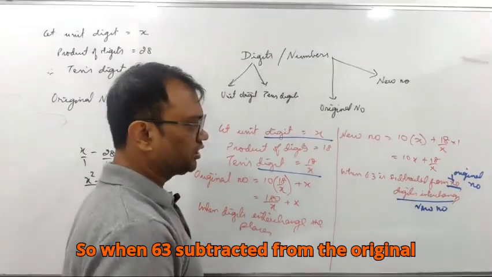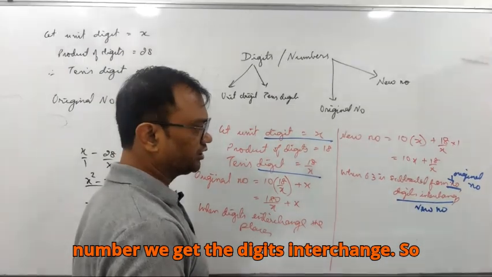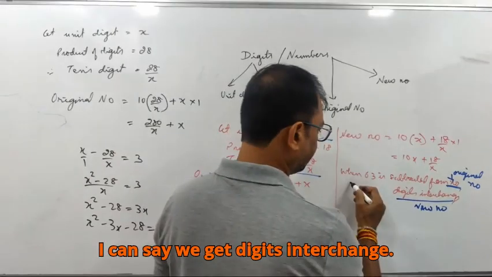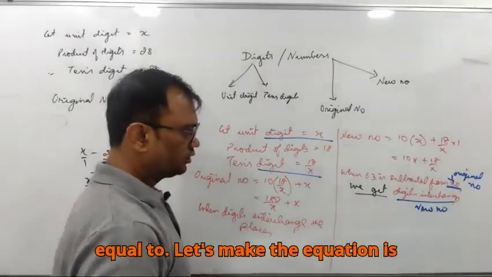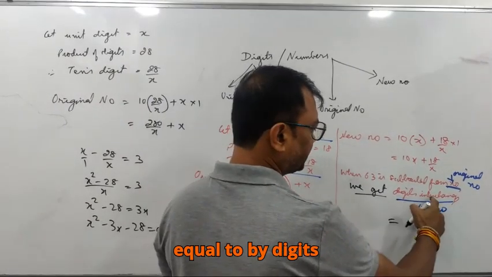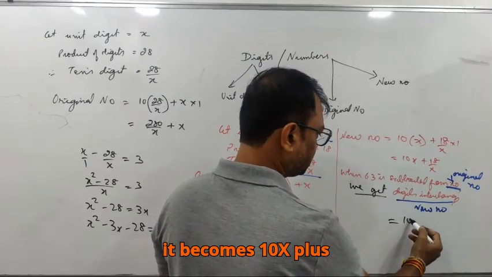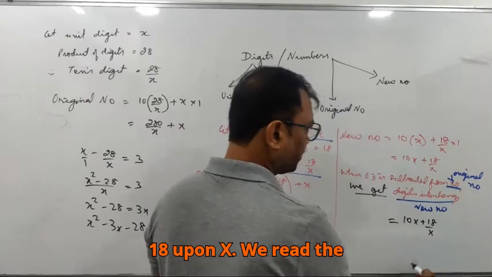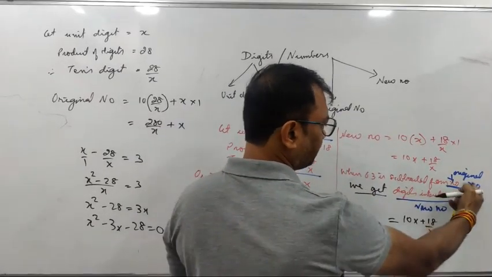When 63 is subtracted from the original number, we get the digits interchanged. So by interchanging the digits, what do we get? The new number. So it becomes 10x plus 18 upon x. We read the equation from backward.